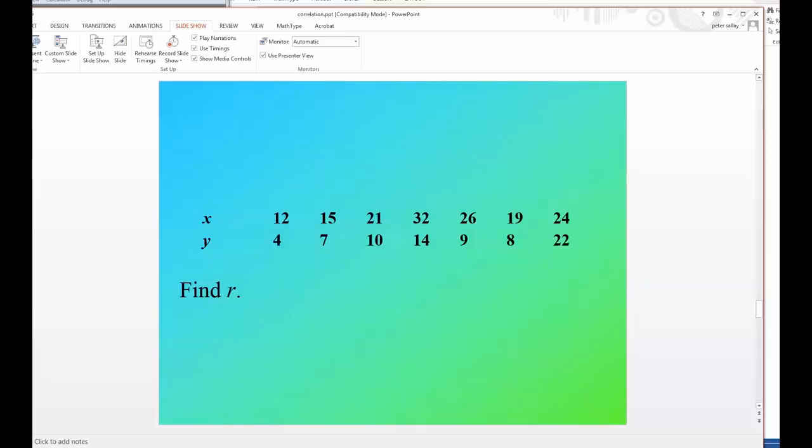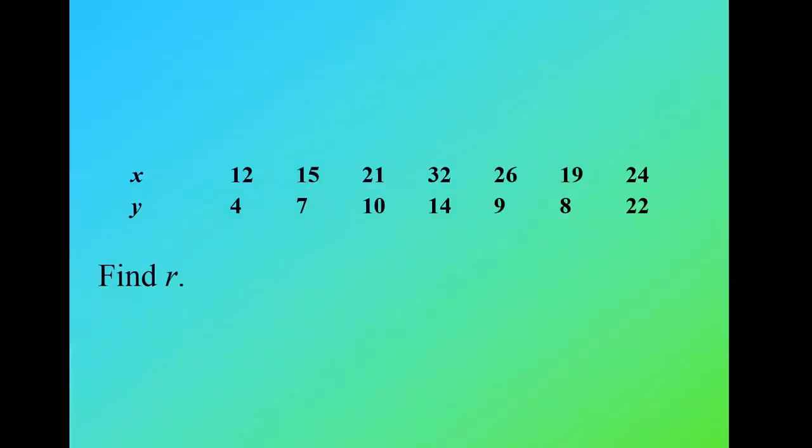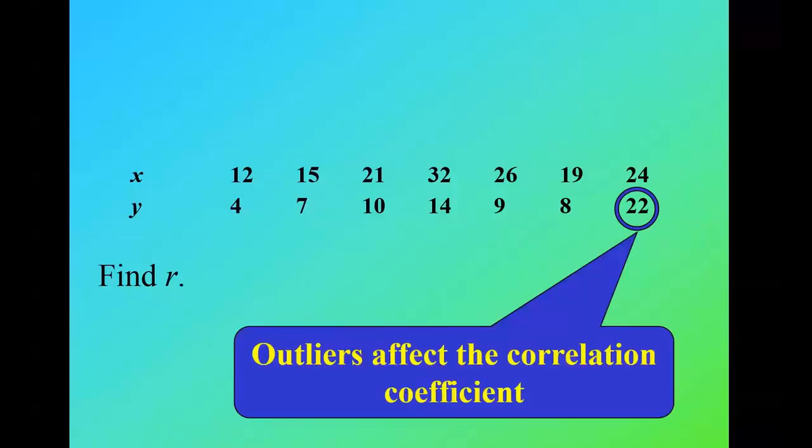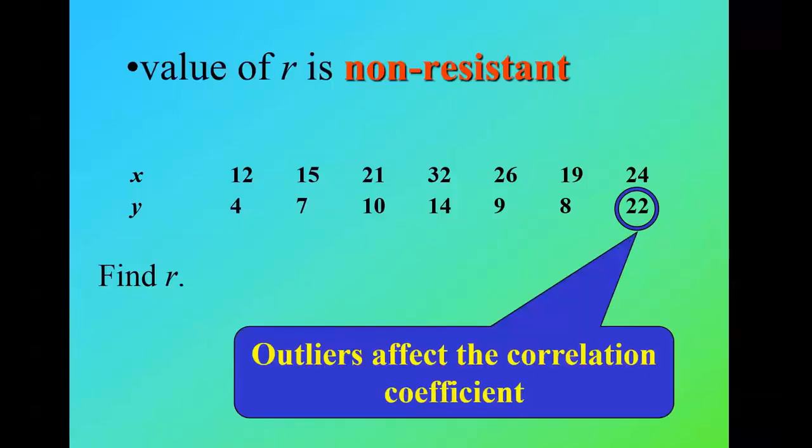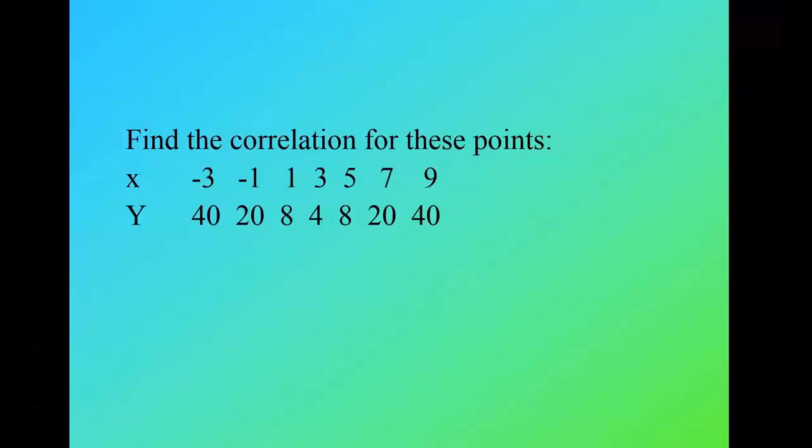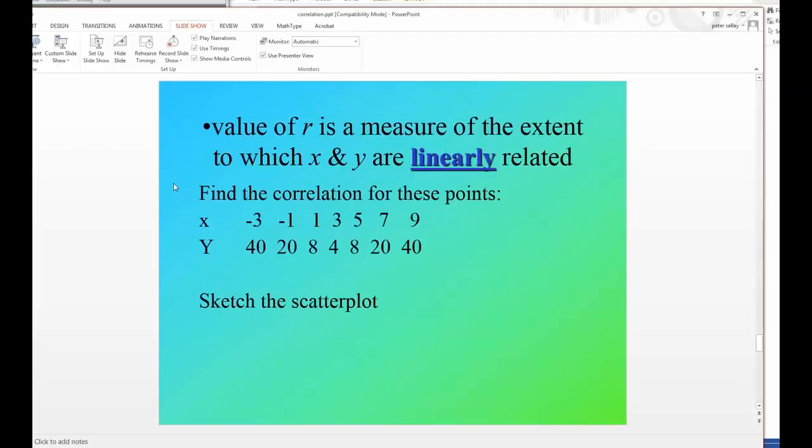So you have to think about, well, what does that tell us about R? If adding an outlier affects the correlation coefficient, that means R is a non-resistant measure. Outliers or extreme data have a huge influence, just like the mean and standard deviation. Extreme data impact those measures as well. Okay, we're going to find the correlation for these points.